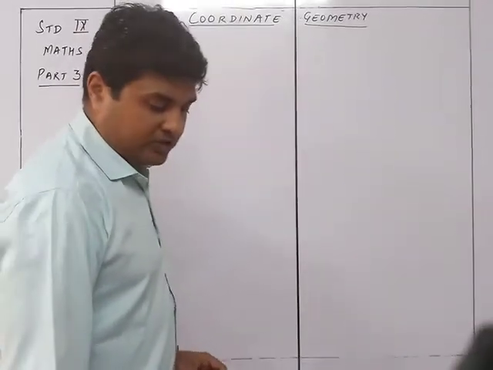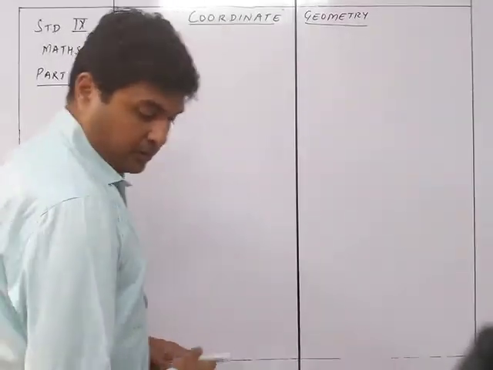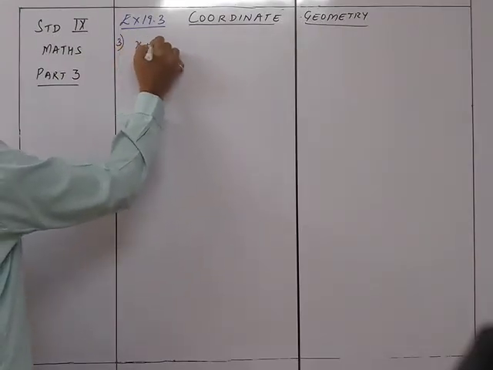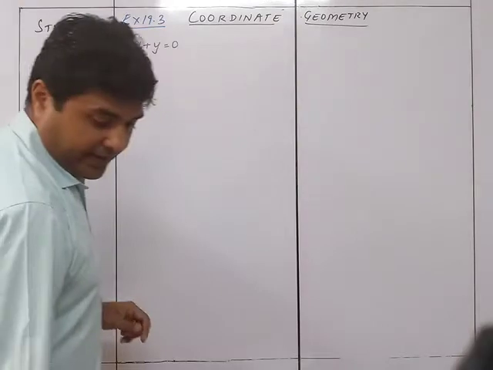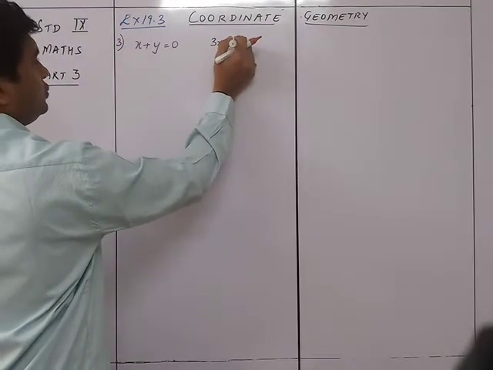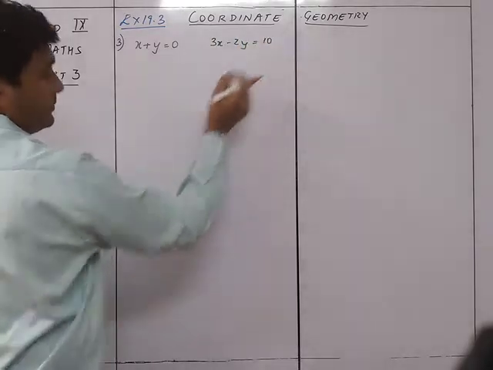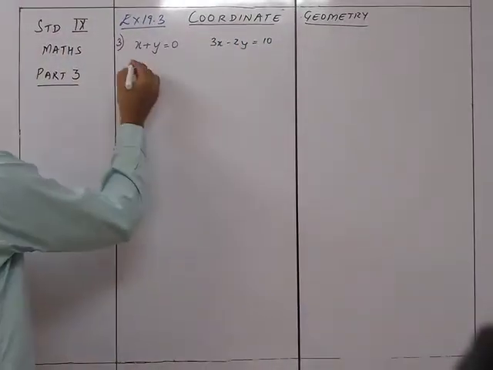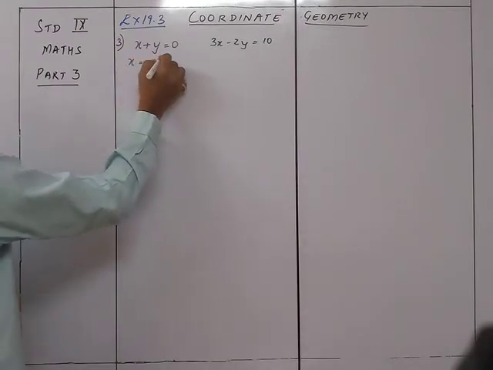Okay, moving on to question number 3. The first equation is x plus y equals 0, and the second equation is 3x minus 2y equals 10. Okay, we'll take this one first. It's a very easy thing. x is equal to minus y.